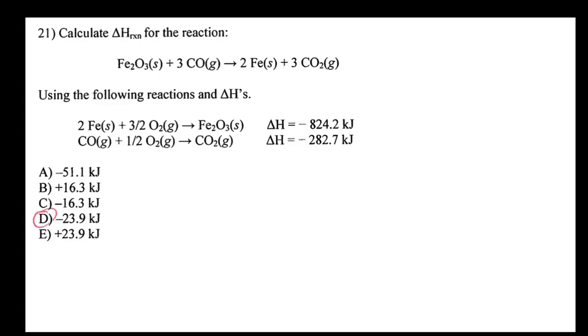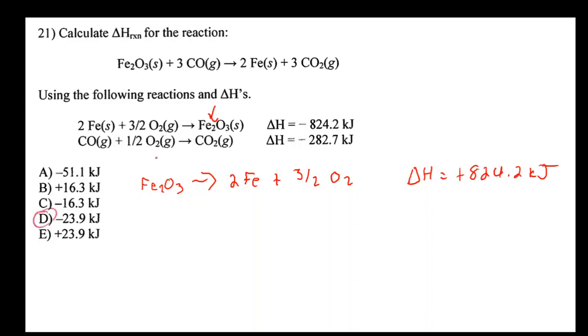Just looking at this first one here, we've got an Fe2O3 on the right side, whereas in the parent reaction, it's on the left. So I think a good idea is let's flip the top one. If we flip that, it becomes Fe2O3 goes to 2Fe plus 3 halves O2, and our delta H also gets flipped. So instead of being negative 824, it becomes positive 824.